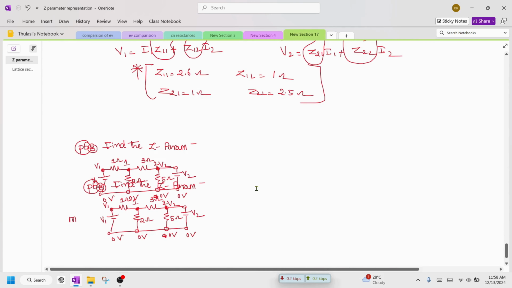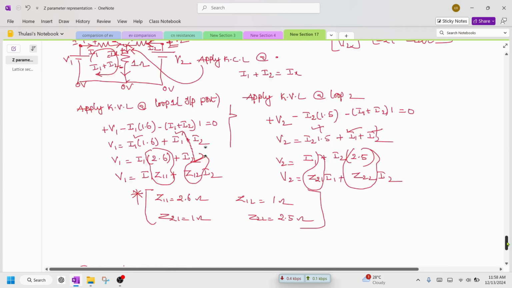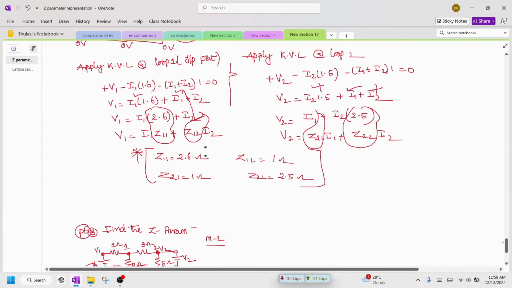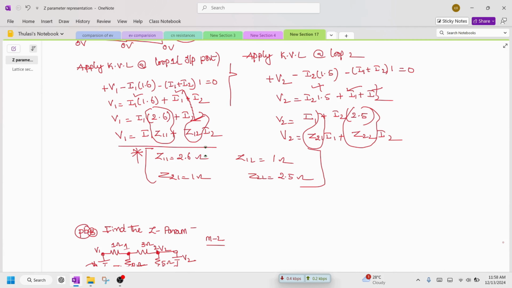So we have the second method of solving. In method 2, what we are going to do is write the standard equations. Already I have written the equations here. So these are the standard equations.